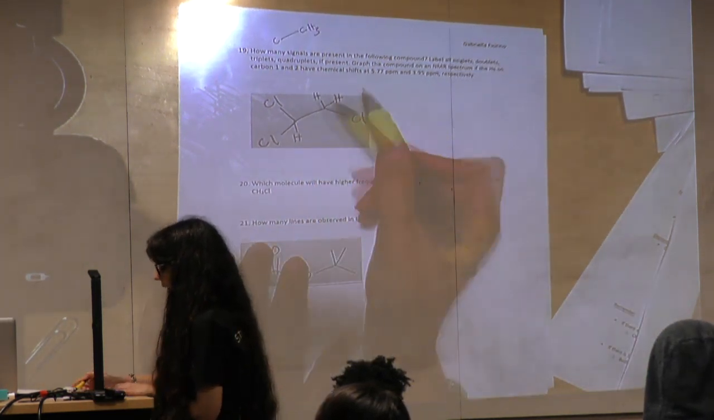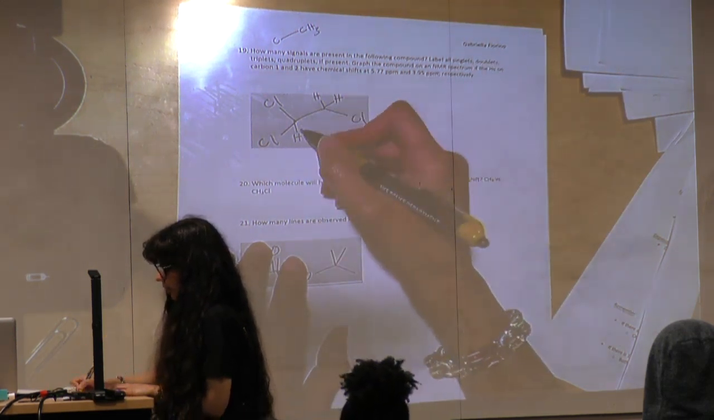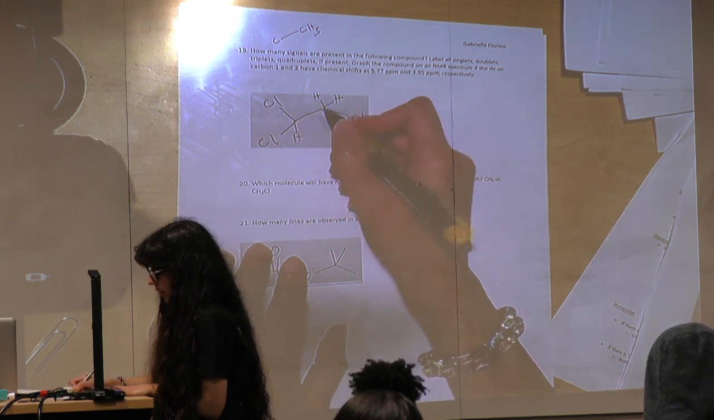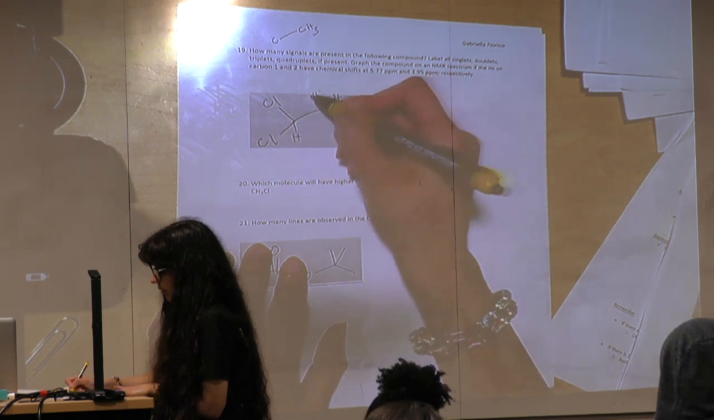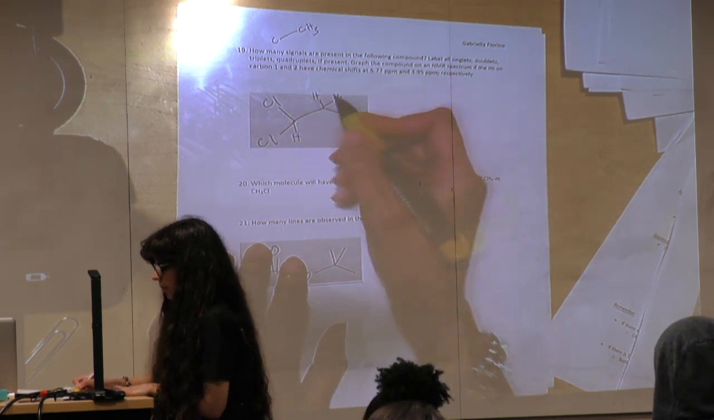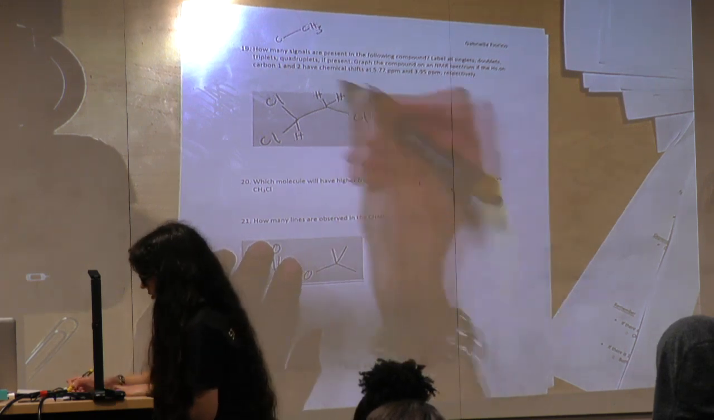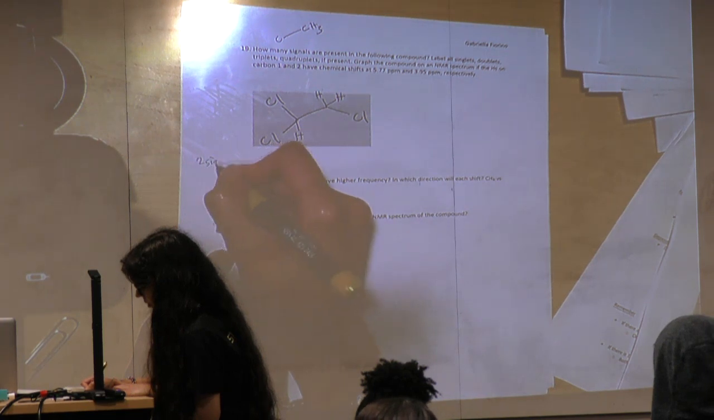So this is going to give two signals because you have this hydrogen that's in a different environment from this one, and these hydrogens are in a different environment from these. These two hydrogens are in the same kind of environment because they're not dash and wedge, they're in the plane, right? So to answer the question, how many signals are present in the compound? 2 signals.